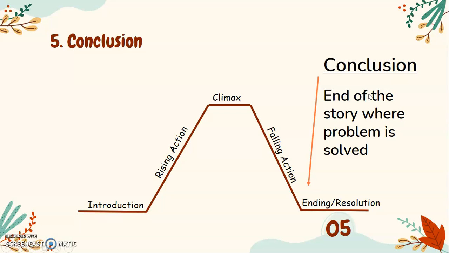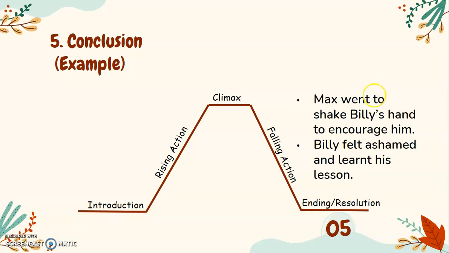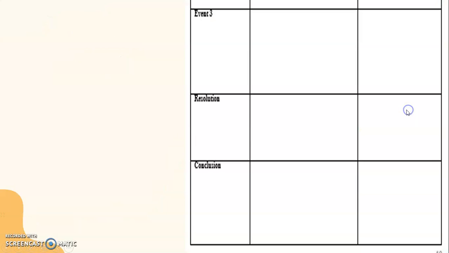So this is the conclusion, where the story will end, and everything comes to a close. For example, for the ending part, Max went to shake Billy's hand to encourage him, even though Billy is the bully and he lost the game. So Billy felt ashamed of his action and learned his lesson. So this could be the closure to the whole story.